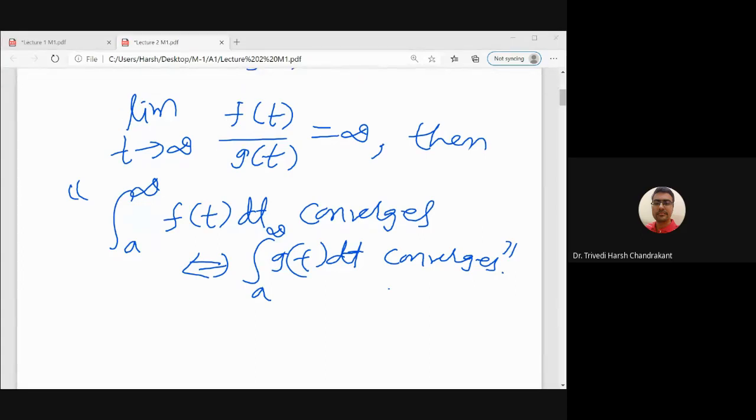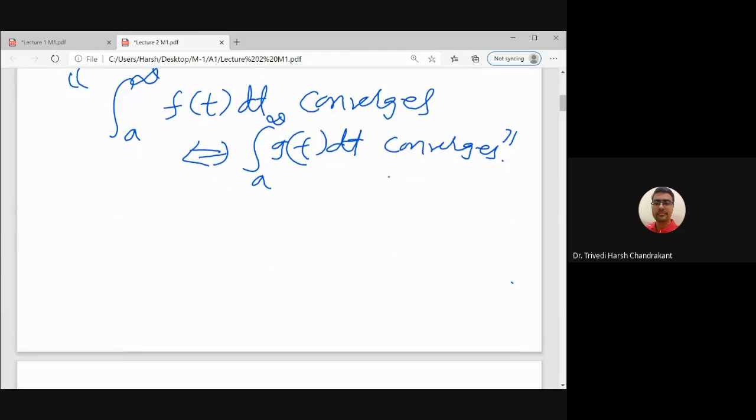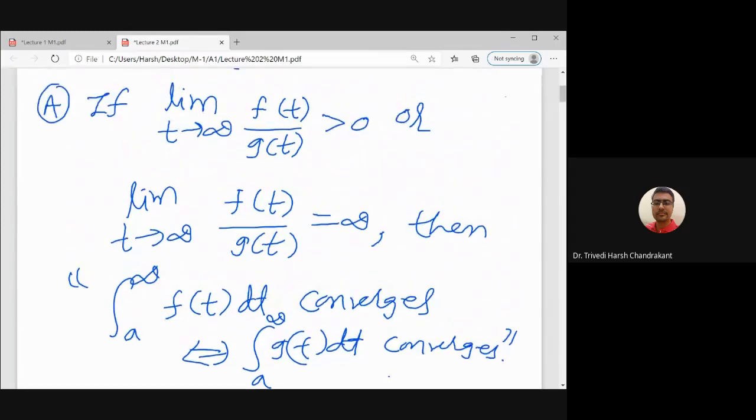Right. So the area of f over this infinite interval is convergent, a finite real number, if and only if the area of g is convergent, whenever the limit of the quotient is greater than 0 or infinity.